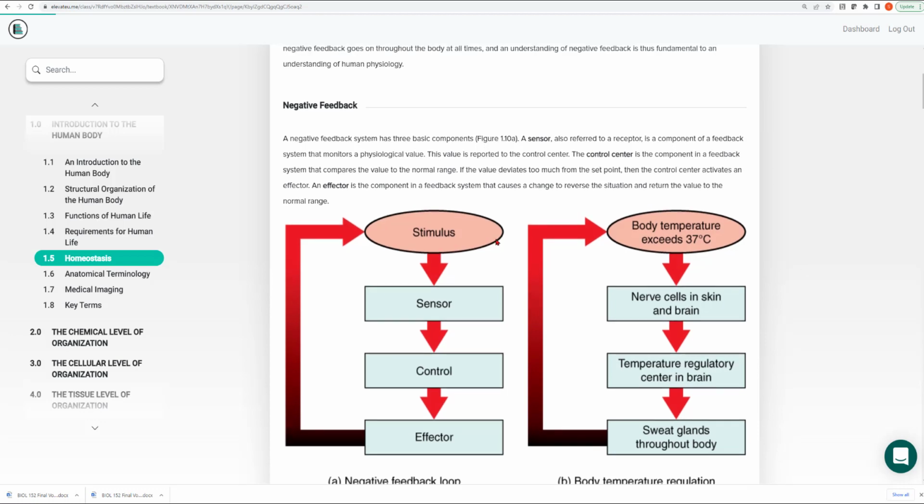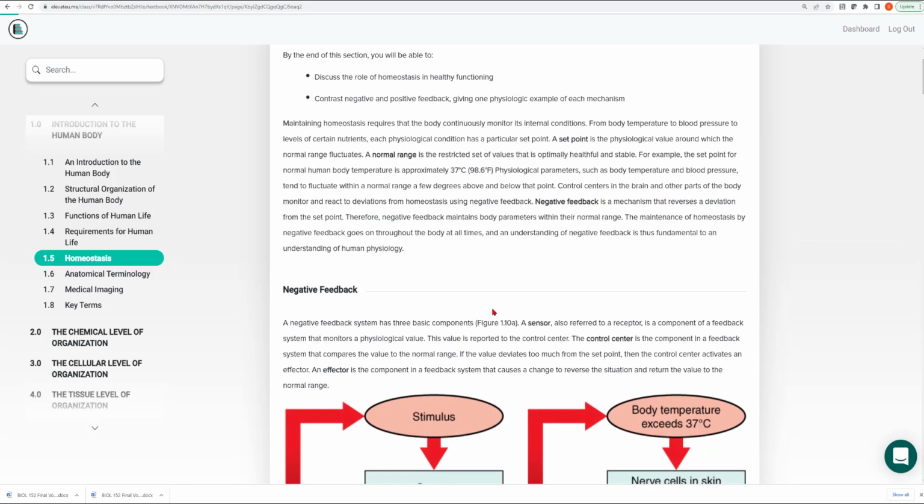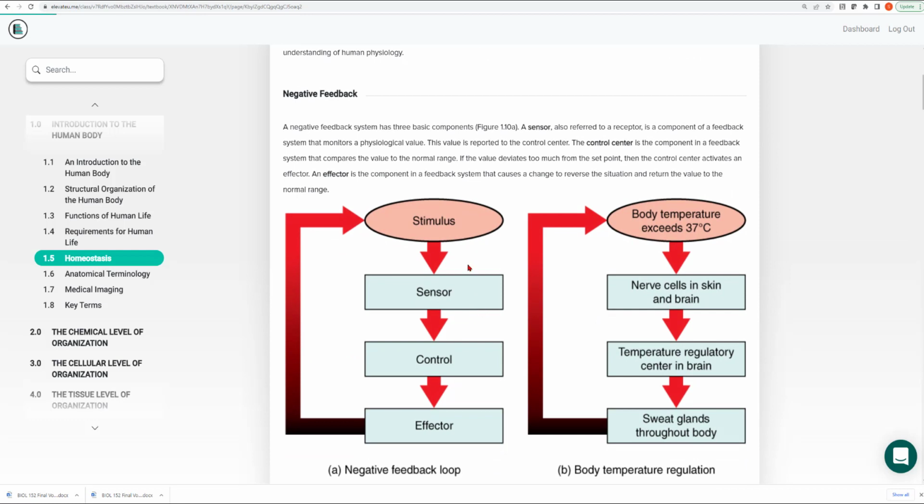Let's look at that word again. Negative feedback is a mechanism that reverses a deviation. So as the temperature gets too high or as the temperature gets too low, the heater either turns on or the heater turns off. Same thing is true in your body, right?